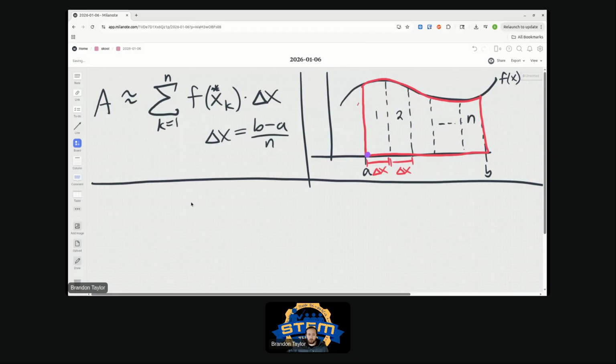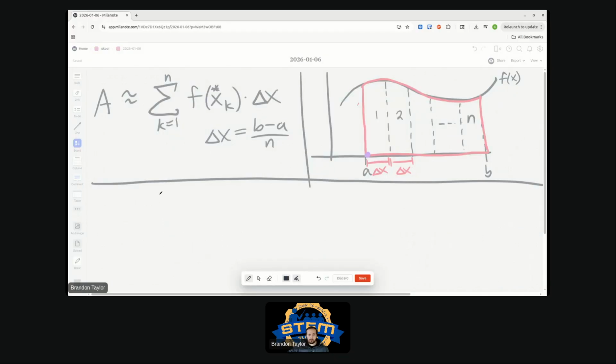So the left Riemann sum, what does that mean? We'll start with the left. With the left Riemann sum, this is basically what it means. First, think about it. What would x star 1 be? So x star 1, go ahead and pause the video and think about it.